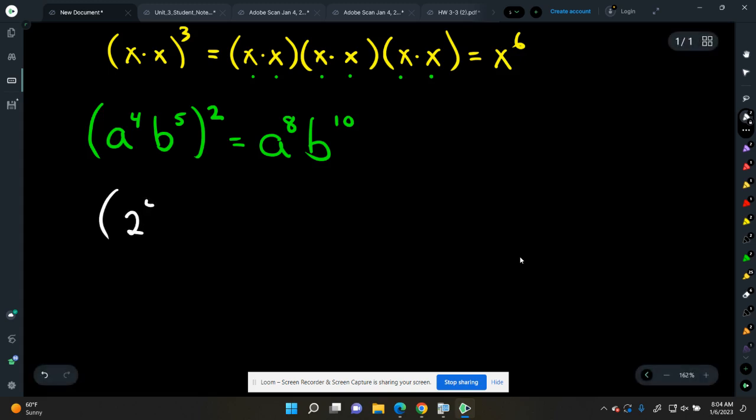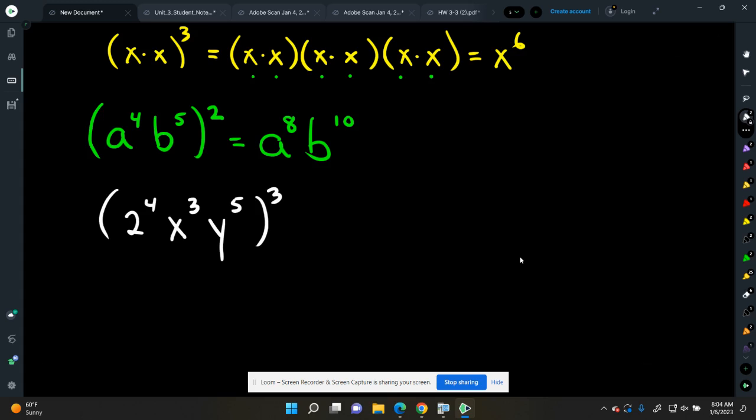What if we have 2 to the fourth, x to the third, y to the fifth, to the third power? You want to simplify that? Yes, I want you to simplify that. Rod. Yes, I'll give you a moment to figure it out.